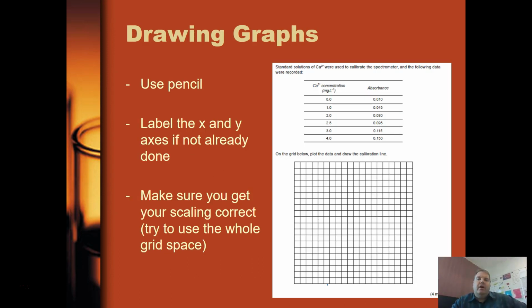When you're drawing your graphs, I always recommend you do pencils. Label the X and Y axis if they haven't already done it for you, and get your scaling correct. So when you've got something like this, what they don't want to see is a graph, for example, that uses just that little bit. Okay, what they want to see is a graph which uses the whole section. So count out how many squares you've got firstly, okay, and then get your graph to use the whole space.